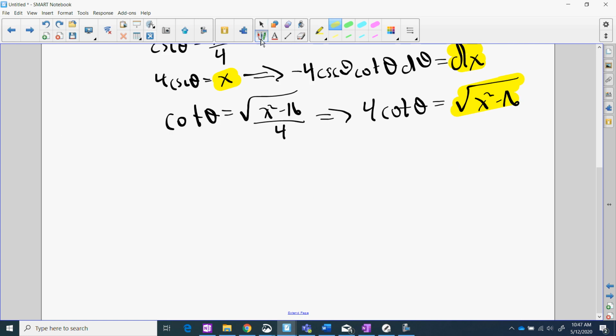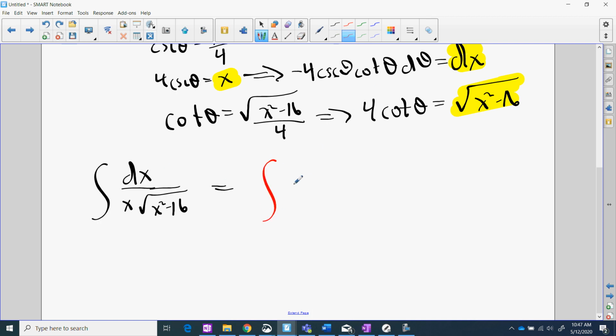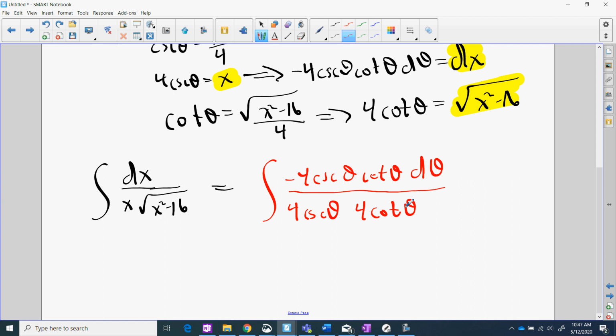All right, so the original question was, I can remember here now, it was the integral of dx over x square root x squared minus 16. So the new integral with thetas instead of x's is going to be this. So dx is this, negative 4 cosecant theta cotangent theta d theta. The letter x is 4 cosecant theta. And this is 4 cotan theta. All right, now you're getting spoiled here because you're thinking, wow, this works wonderful. They don't always work this nice. You'll see a couple of examples here after I let you get the hang of how this works.